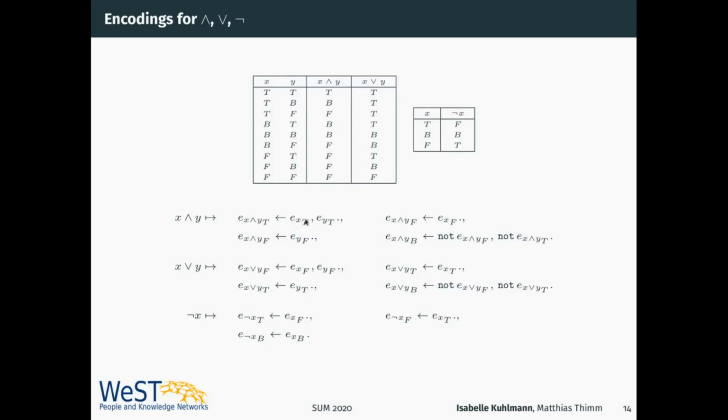This one represents X being evaluated to true. And this one represents Y being evaluated to true. So what this rule means is that if the conjunction of X and Y is true, then X must be true and Y must be true. Now let's look at the other two truth values.